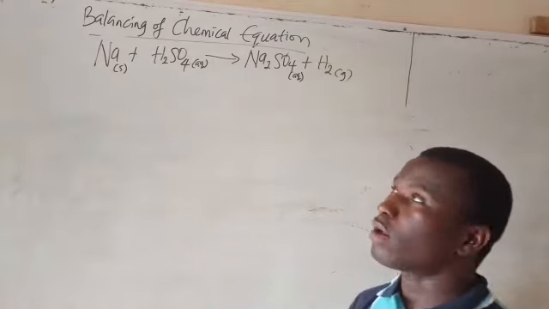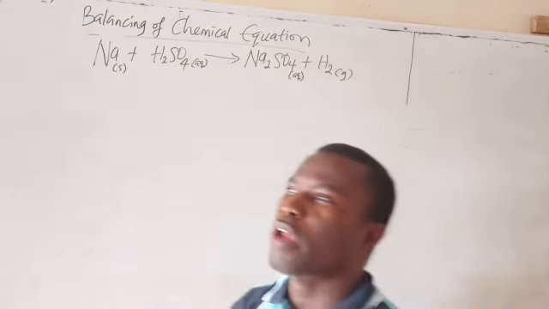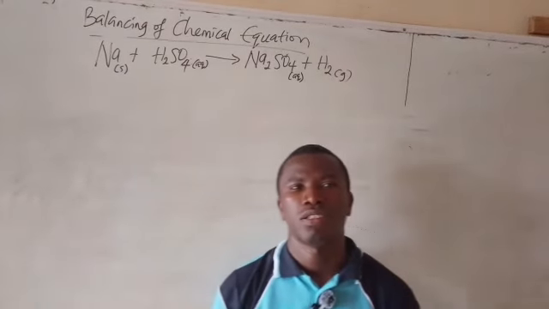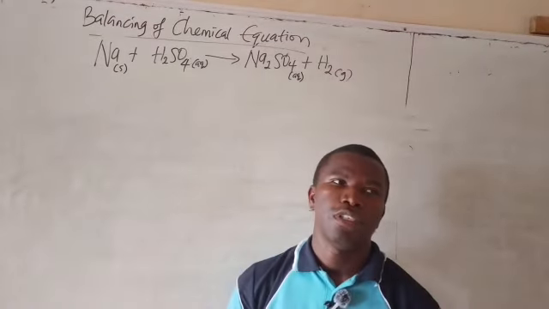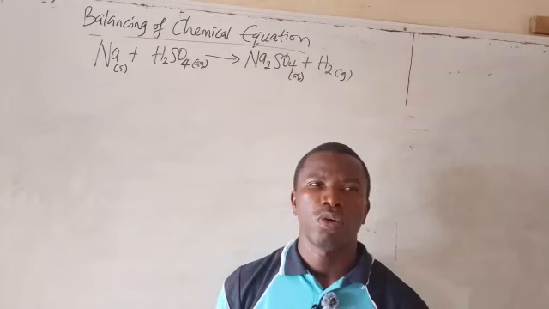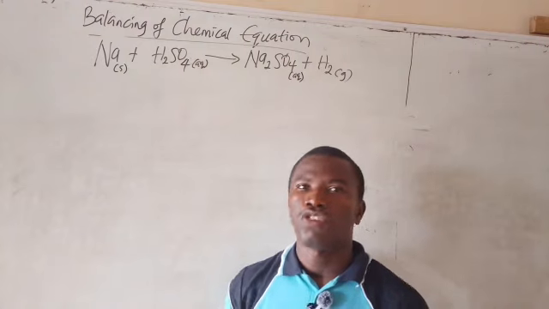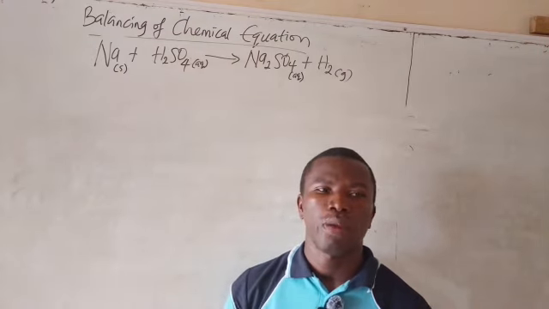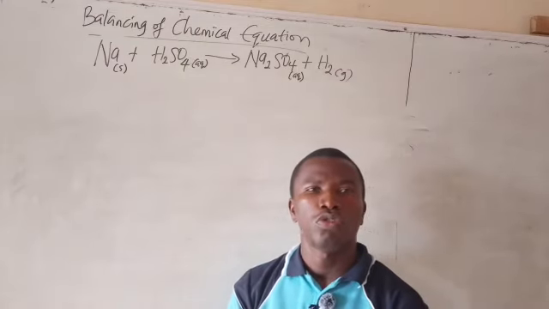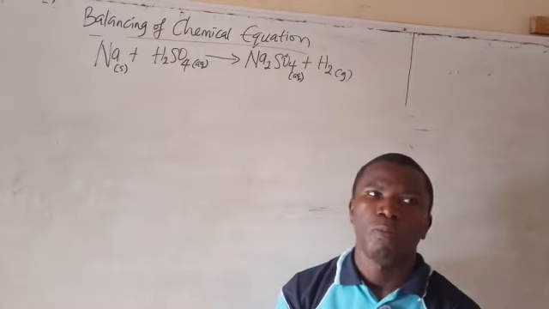Today we are going to be talking about balancing of chemical equations. When we talk about balancing of chemical equations, it's according to the law of conservation of mass, or conservation of matter, which states that the total mass of the reactants must be equal to the total mass of the products. Therefore, mass is conserved, so there is no loss of mass. The total mass of the reactants of a chemical reaction must be equal to the total mass of the products formed from that reaction. That's the law of conservation of matter.